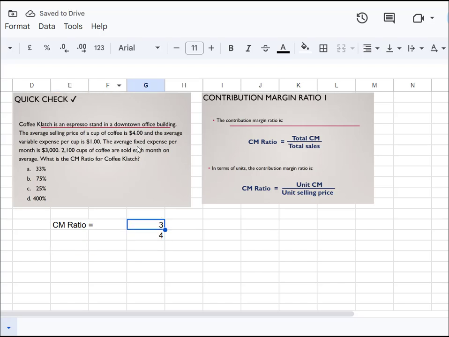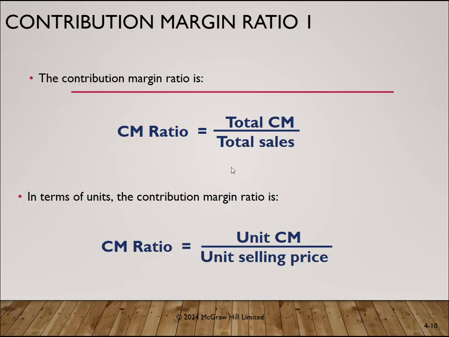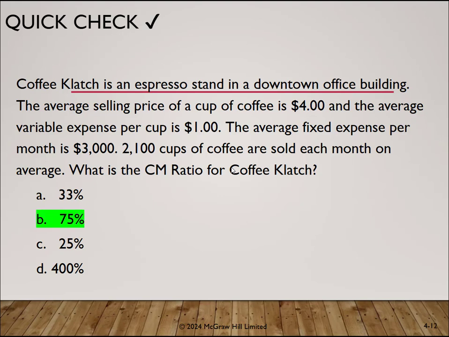So let's make this a little bit more aesthetic. No marks for pretty, but we're learning, so let's at least have some proper format here. So our CM ratio is going to be 3 divided by 4, which gives us 0.75, or B, 75%. Going back to the slides, if you picked B, you would have the correct answer.